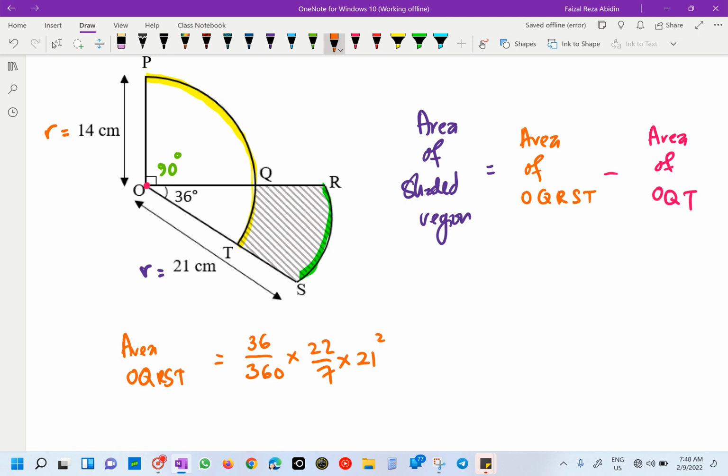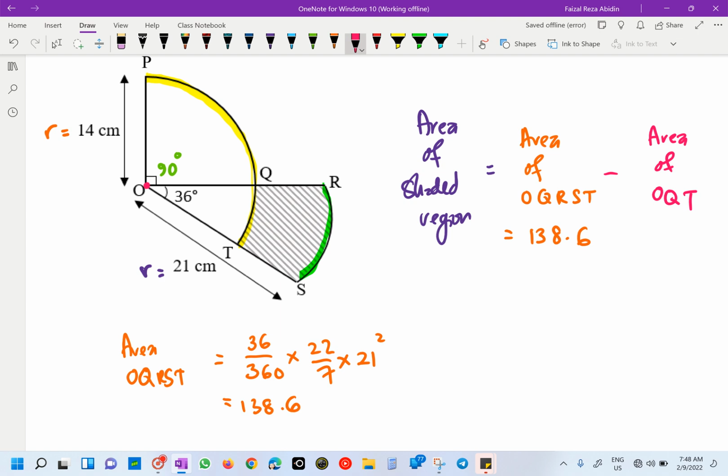So what will you get for this area? 138.6 centimeter square. That's the first one. Okay, boleh letak dekat sini. 138.6. Then we are going to find the area for OQT.